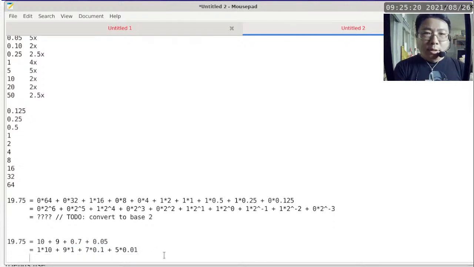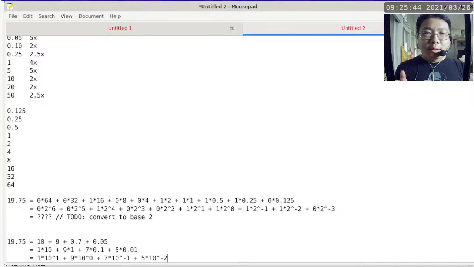So now we move on and say, oh, guess what? 10 is actually 10 to the power of 1. And 1 is 10 to the power of 0. 0.1 is 10 to the power of -1. And 0.01 is 10 to the power of -2.